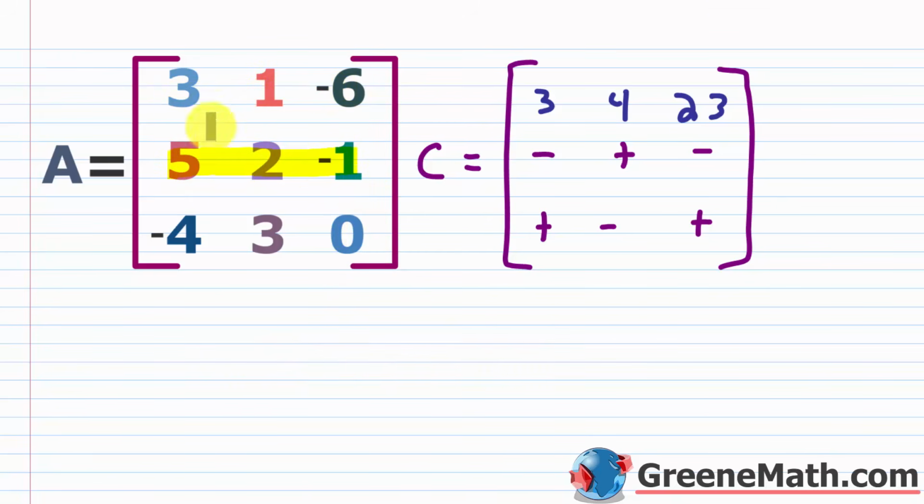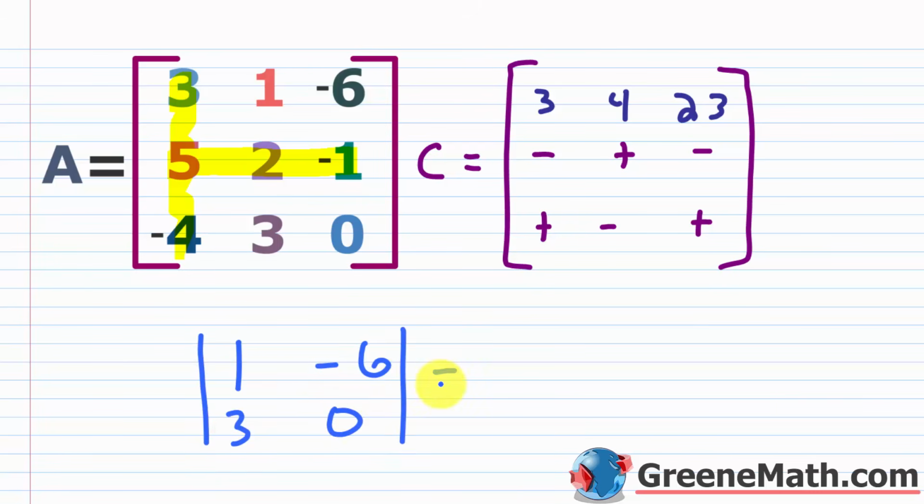So I'm going to delete this row, and I'm going to delete this column. What we're going to have here is 1 and negative 6, and then 3 and 0. So we want the determinant of this. 1 times 0 is 0, minus 3 times negative 6 is negative 18. Again, minus a negative is plus a positive, so this would be positive 18. We're doing a sign change here because there's a negative right here. So this is going to end up being negative 18. Let me write that in, negative 18.